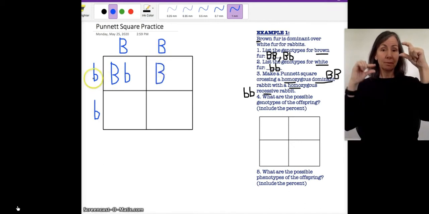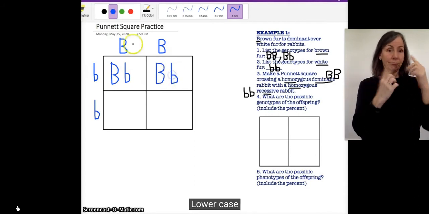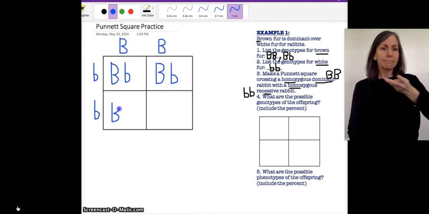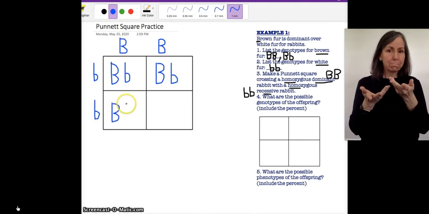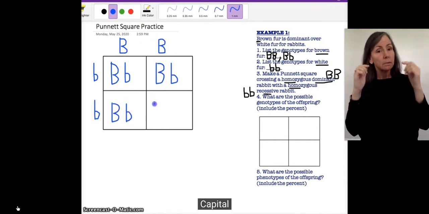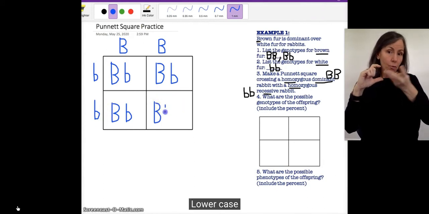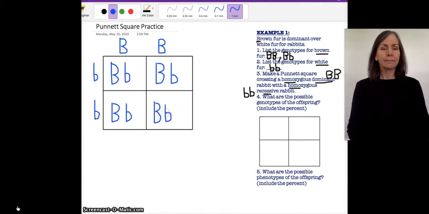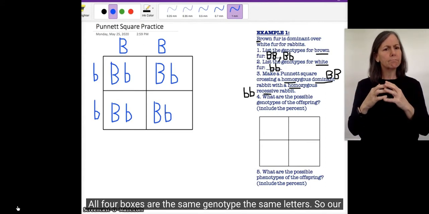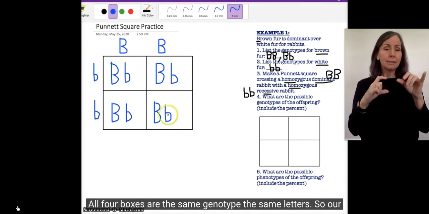Capital, lowercase, lowercase, capital, lowercase. What do you notice? All 4 boxes are the same genotype, the same letters.